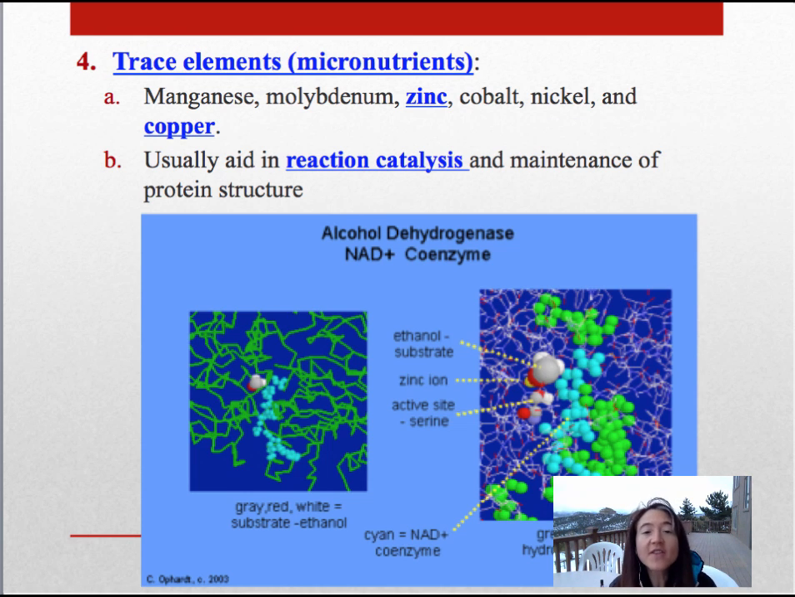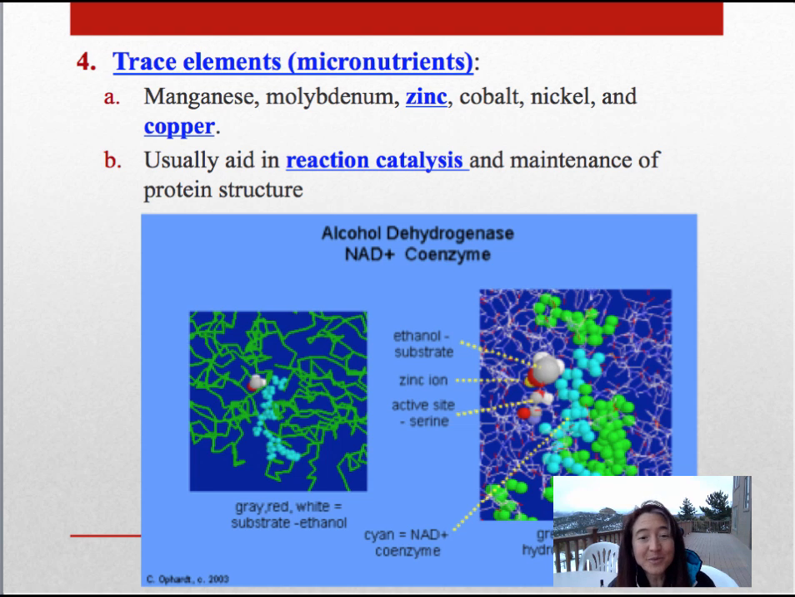These include some other iron ions, manganese, molybdenum, my favorite, zinc, cobalt, nickel, and copper. And there are things like cobalt that are required for the synthesis of vitamin B12. There are things like zinc that are required at the active site of enzymes.